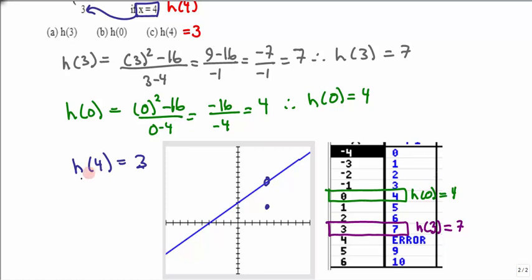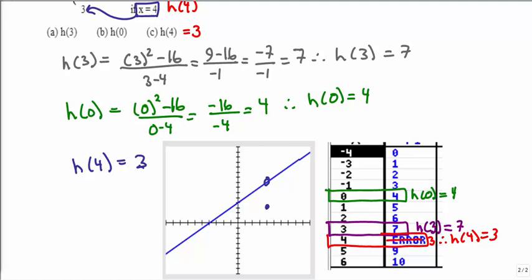And then there's that single point. H of 4 is 3. The calculator is confused. It says h of 4 is an error. We know it's 3, therefore h of 4 equals 3. So we can make that correction because we know how to read a piecewise function.